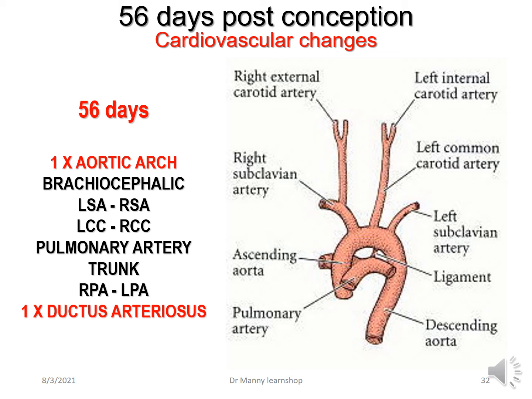So at 56 days, we have one aortic arch, the brachiocephalic artery, the left subclavian and right subclavian artery, the left common carotid, the right common carotid artery, the pulmonary artery and its trunk, the right pulmonary artery, left pulmonary artery, and one ductus arteriosus.